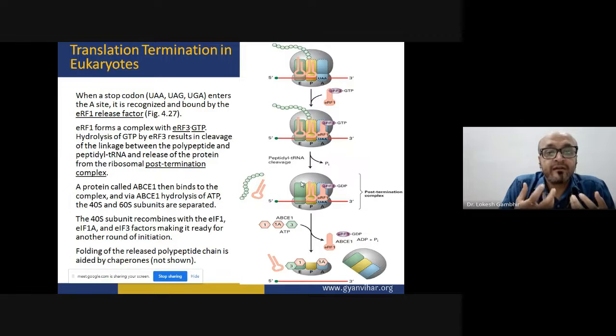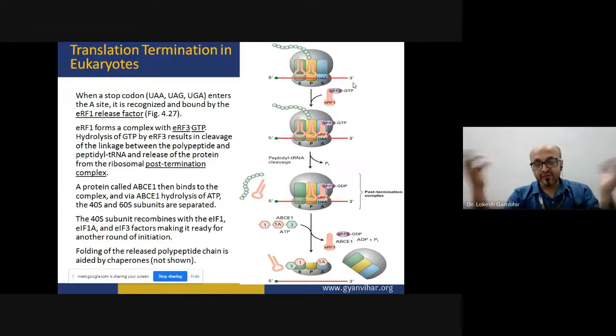There are factors in eukaryotes also that are responsible for termination of translation. In prokaryotes, we had RF1, RF2, RF3, releasing factors 1, 2, and 3. And here we have the eukaryotic releasing factor, eRF. The eRF1 and eRF3, these two are very crucial for termination as well as the dissociation of the complete complex.